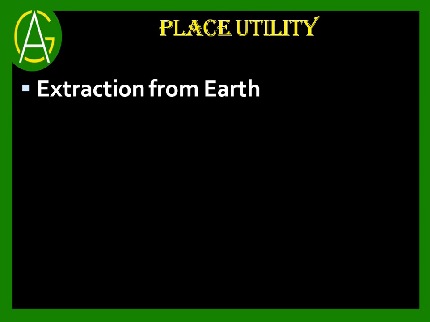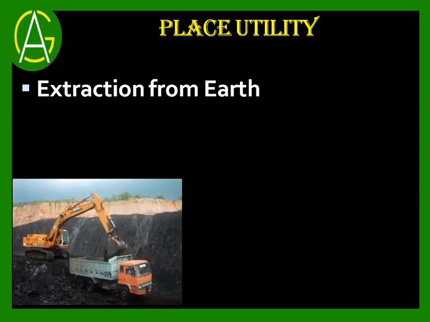When certain goods are extracted from earth, so for example in this picture you can see that the coal is extracted out of coal mine. Now coal is extracted from the earth. Under the earth it was not having any utility, but when it is extracted out of the earth, it is having utility. So it is changing the place of this coal. That is why it is known as place utility.